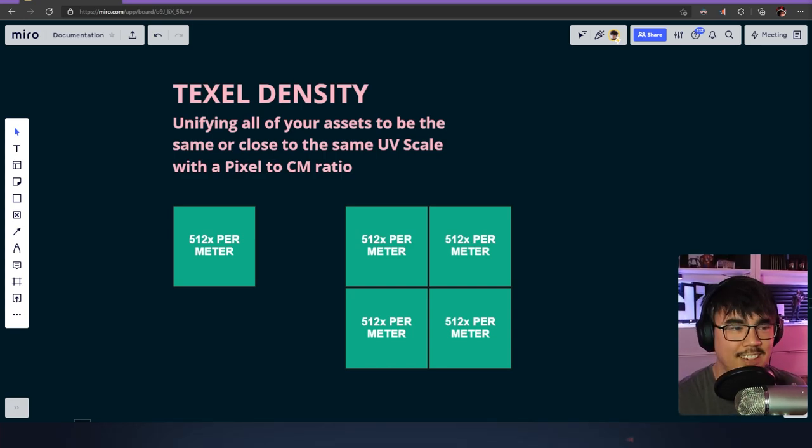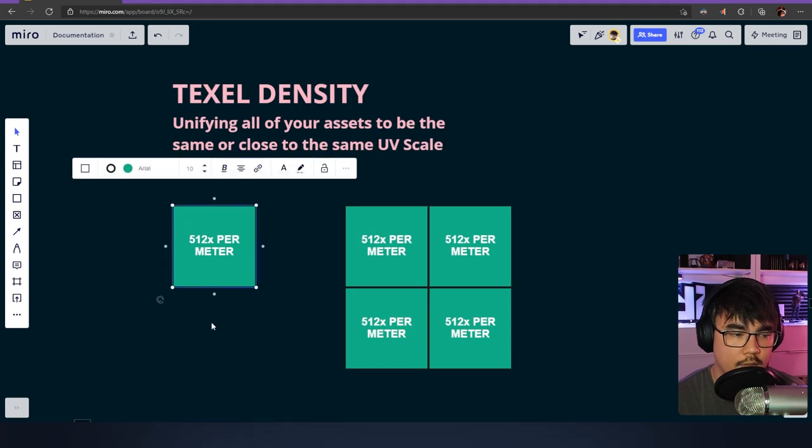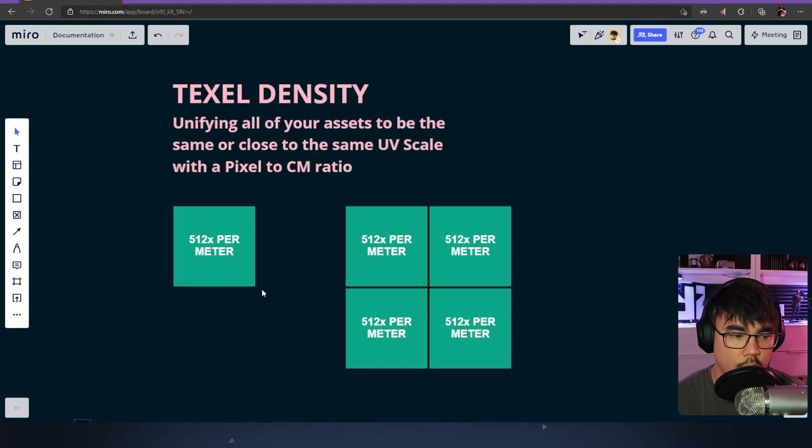So texel density as a definition, this is my own definition, so take it how I've written it: unifying all of your assets to be the same or close to the same UV scale within a pixel to centimeter ratio. So when you have a grid and you've got a single grid tile that's a meter by meter, if this is 512 per meter, then for this length of the grid there should be 512 pixels in that length, right? And same with this direction.